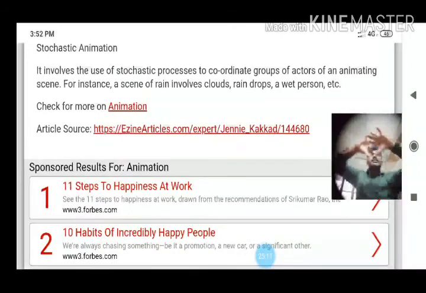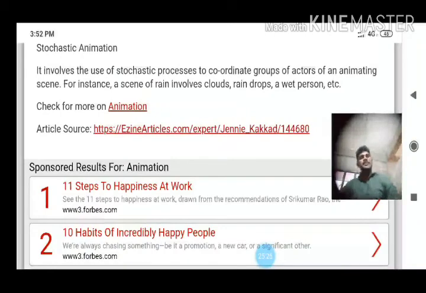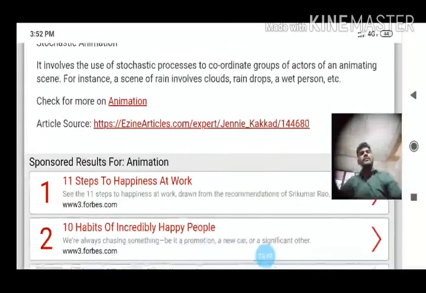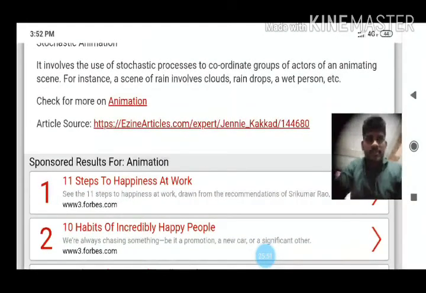So all our actors are involved in a particular scene and animating, and this type of animating is called stochastic animation. Stochastic animation is nothing but a stochastic process. What is a stochastic process? It coordinates groups of actors of an animating scene. A scene of rain involves clouds, raindrops, a wet person, etc.